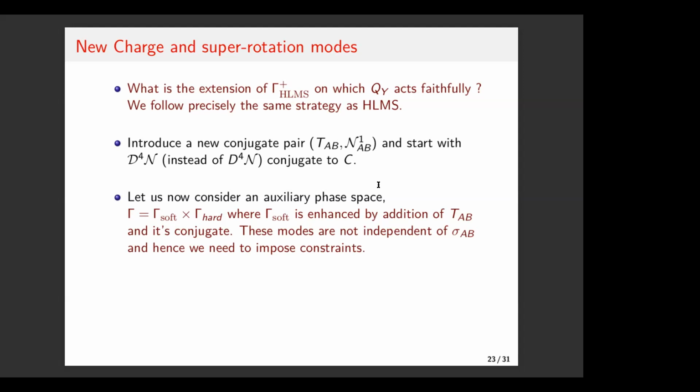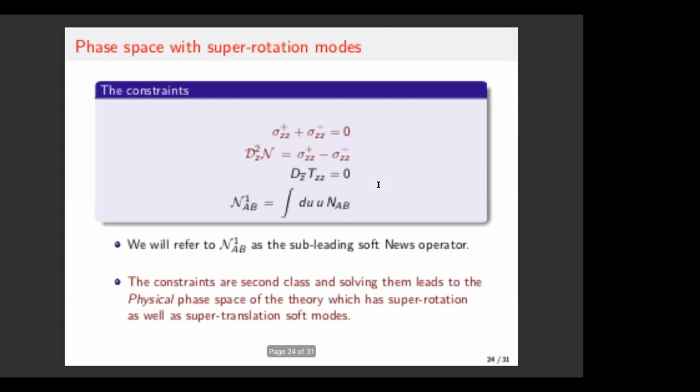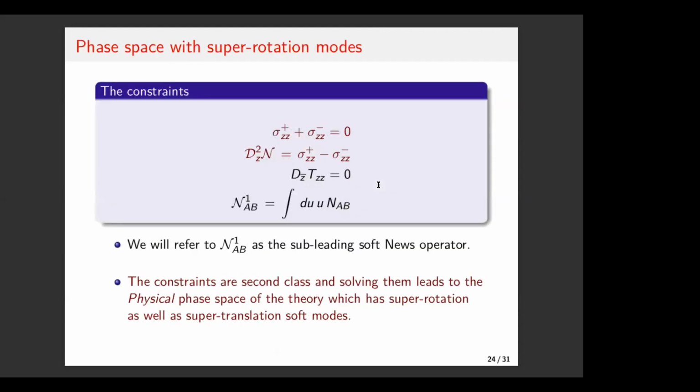So the idea is that we now consider this auxiliary phase space where the soft phase space is enhanced because we added a new pair, T and N1. But we know that these are not independent of the shear, so we have to impose the constraints exactly as HLMS did. And it turns out there are two new constraints. The red constraints are what HLMS already had for supertranslations, but now there are two new constraints.